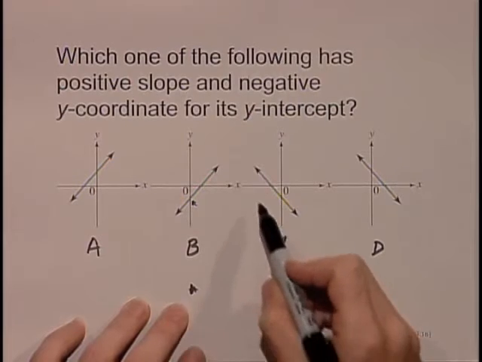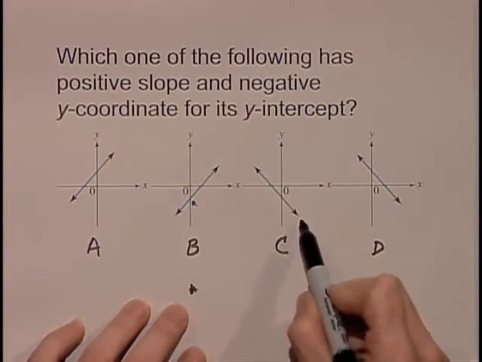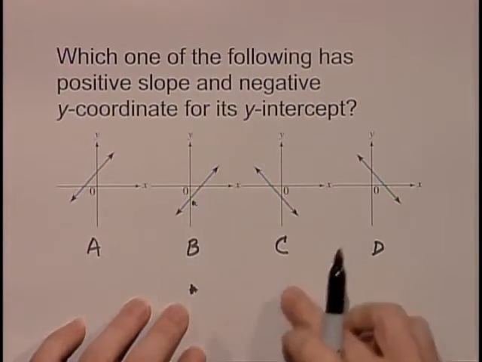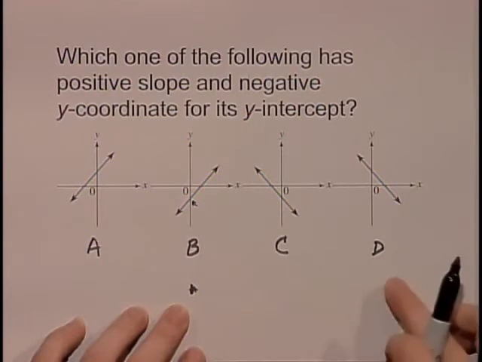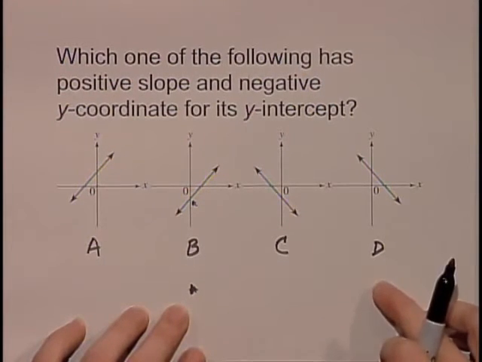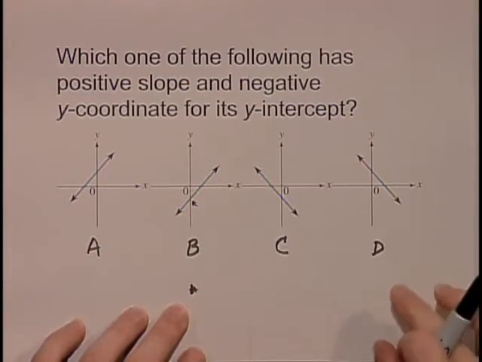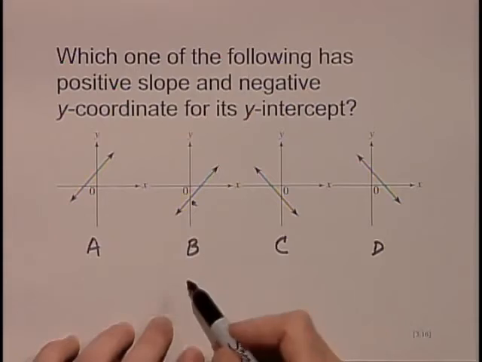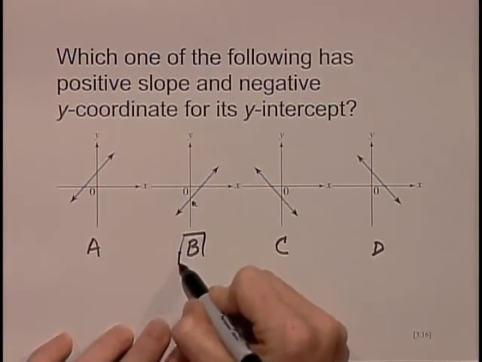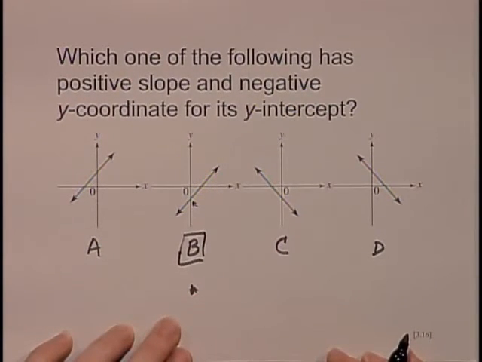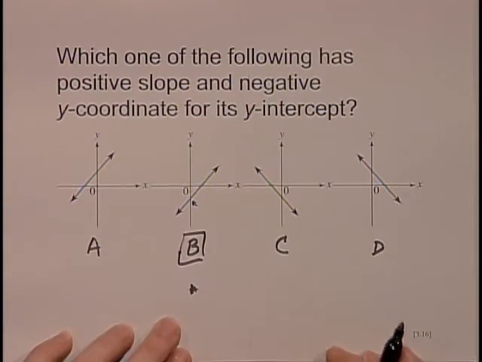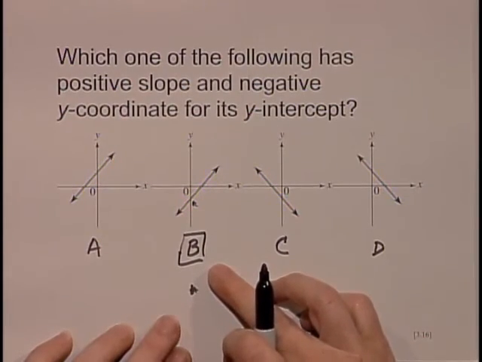Checking C, first thing we notice is that it's decreasing from left to right, so it does not have a positive slope. So we don't need to go any further. Checking D, also from left to right, is decreasing, so it will not have a positive slope. So our choice from our initial investigation, B, is the right choice. It has a positive slope and it has a negative y-coordinate at the y-intercept.